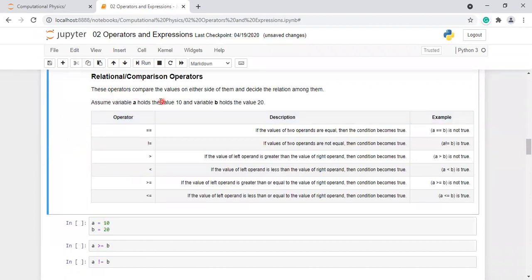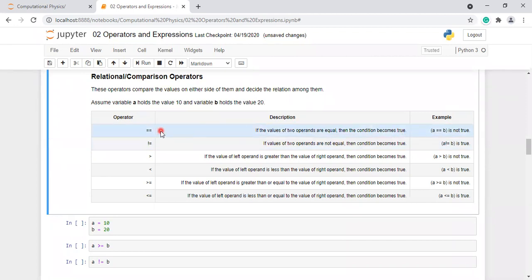Next, the comparison operators or relational operators. These operators compare the value on either side of them and decide the relation among them. Assume variable A holds the value 10 and variable B holds the value 20. Equal to, the double equal sign: if the values of the two operands are equal, then the condition becomes true.